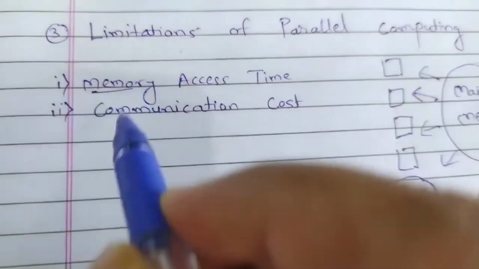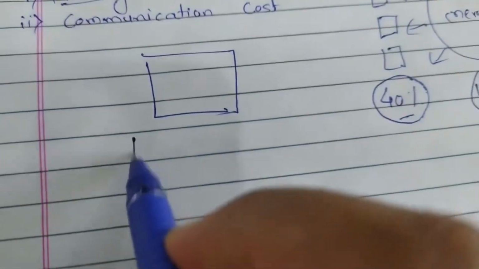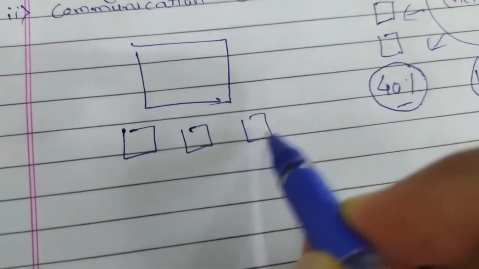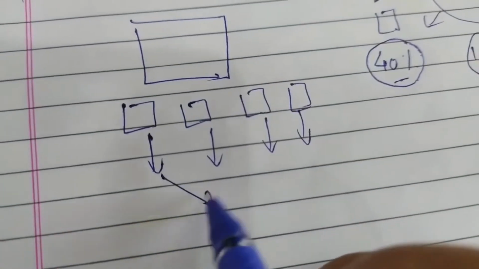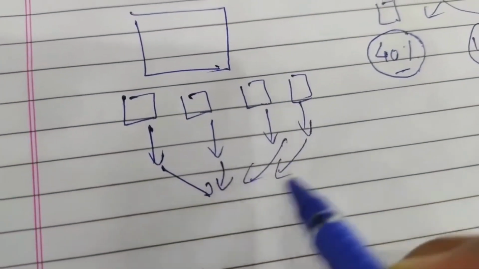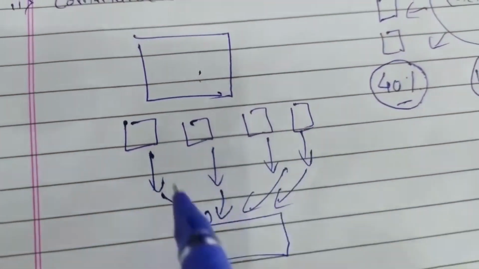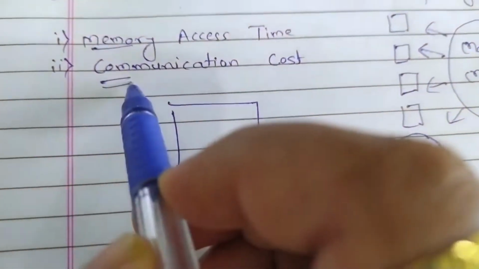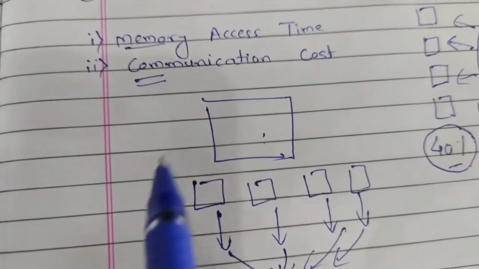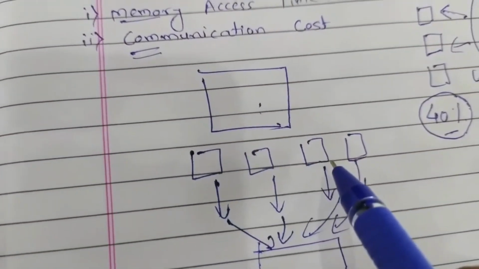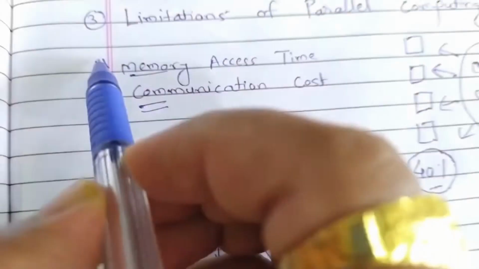Another limitation is that when we have to perform big tasks, we have to divide them into small tasks, perform them in parallel, and again combine the results so that we have the final output. Dividing the task into subtasks and then combining them is what we call communication cost. This communication cost, sometimes called overhead, can be more than executing the task sequentially. So these are the two limitations of parallel computing.